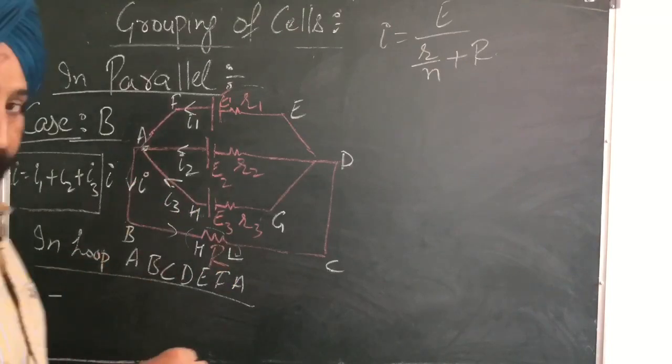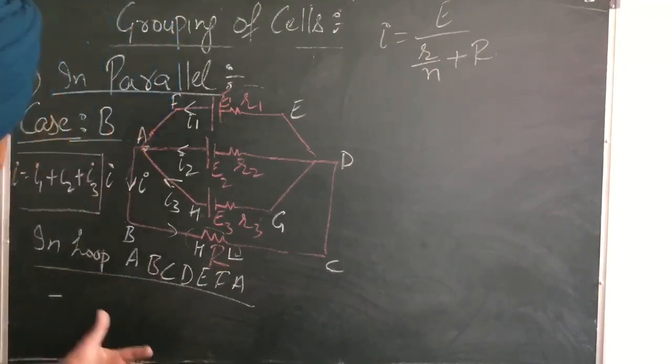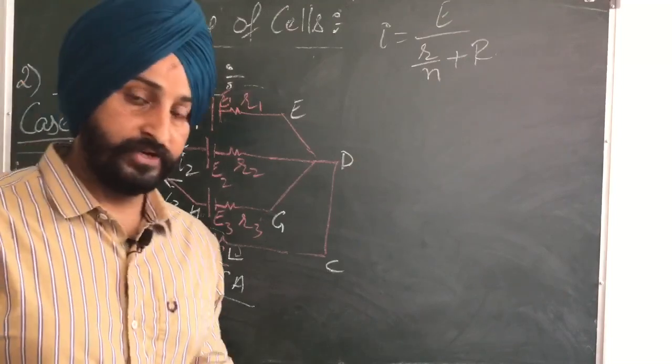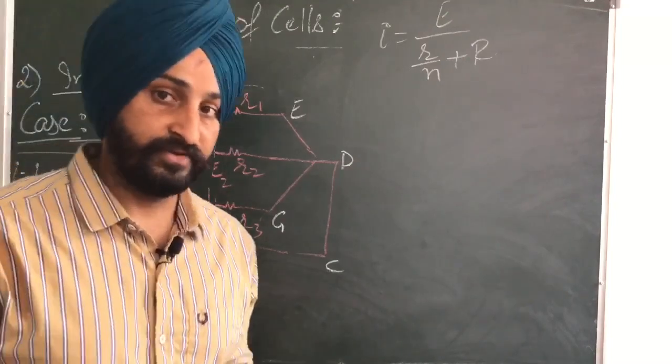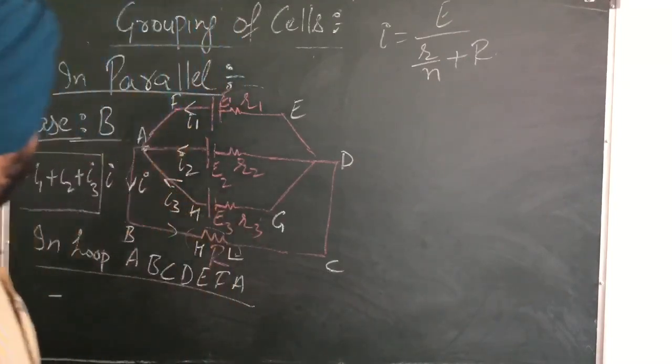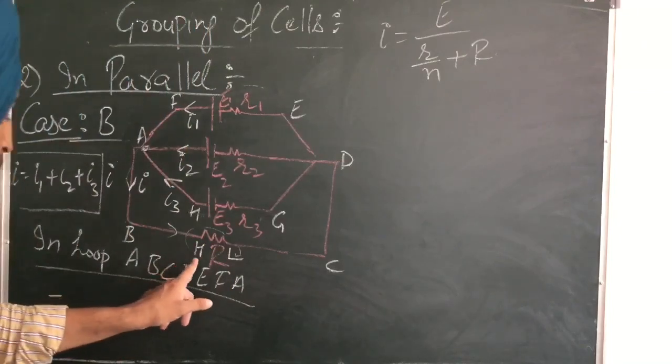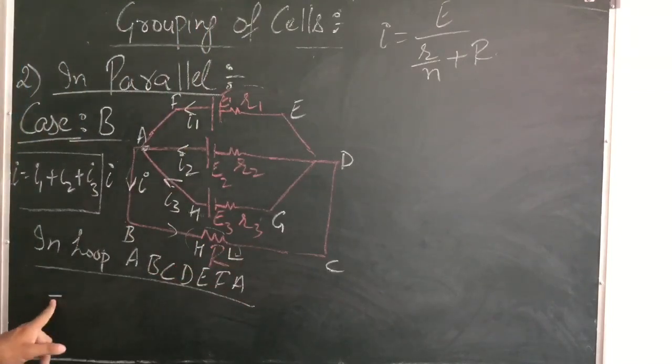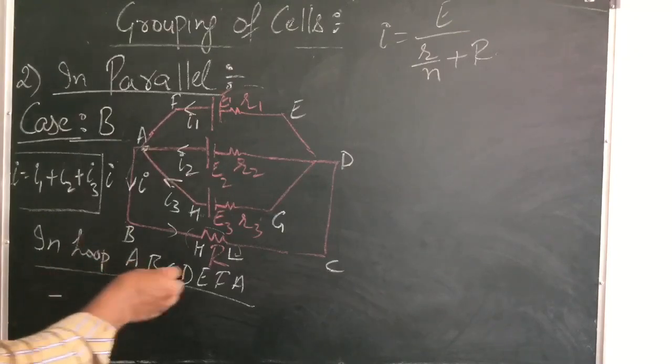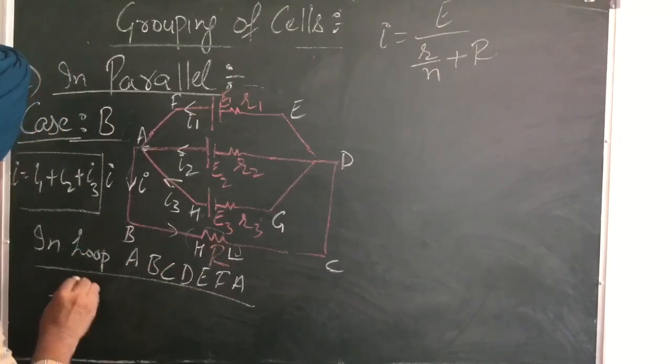if you have any problem with these sign conventions, why I am taking negative, you must watch the previous video in which I have explained how we take the sign conventions. So we are moving from higher potential to lower potential, which is why I am taking the negative sign here. So what is the potential drop over here? It will be equal to I into R.